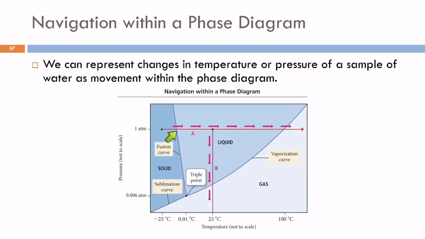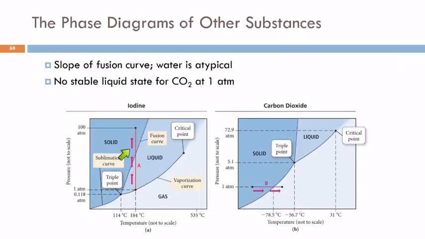With water, if you take a constant temperature and you increase the pressure, you actually cause the ice to melt. That's not the case for things like iodine. Here, if you increase the pressure, you're going to cause the liquid to freeze, not the other way around. So that's a weird thing about water.